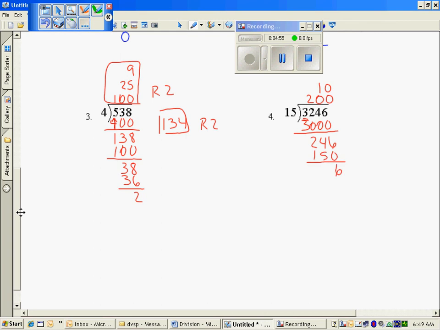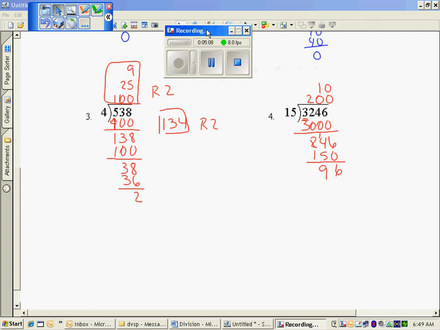Subtracting, regrouping so that I have enough tens. 50 from 140 is 90. Now when I look at the 96, well, I know 15 times 2 is 30. Maybe that's the largest that I saw. It's still going to work because we're going to do that one more time and take out another 30. And I'm down to 36.